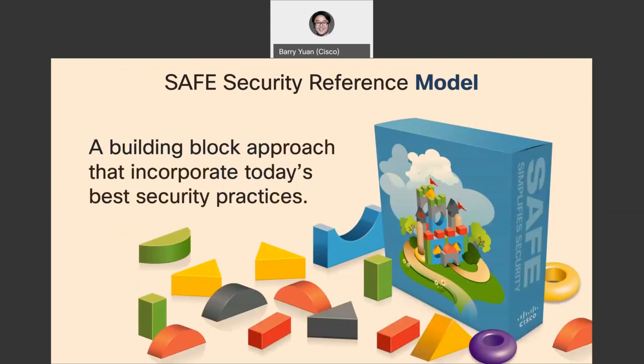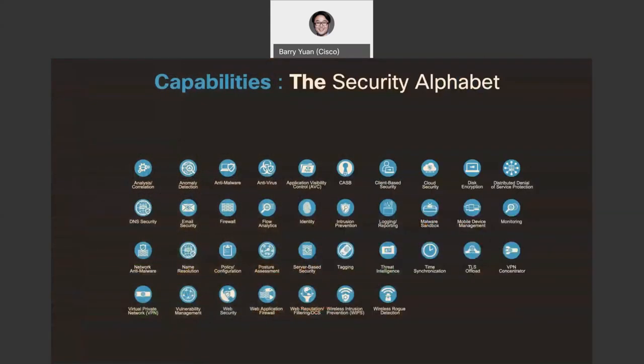It provides a building block method incorporating best practices while also allowing the customer to use their own chosen security model, whether it's PCI, NIST, or any others. At the center of SAFE is a large set of capabilities. And as I mentioned earlier, SAFE is intended to be a vendor-agnostic method, so you won't see any industry buzzwords or product names or vendors. And these capabilities are the things that we use throughout the process.